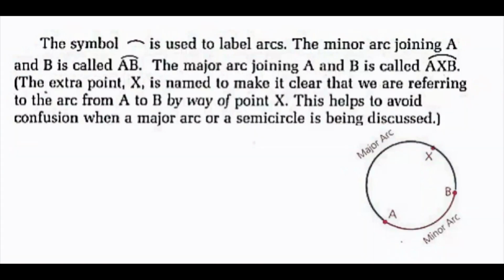Now, when we label arcs, we label using this symbol. When we label minor arcs, we label them with 2 letters. So in my diagram to the right, if I want to label arc AB, this one in red, I'd label it with just 2 letters, arc AB.